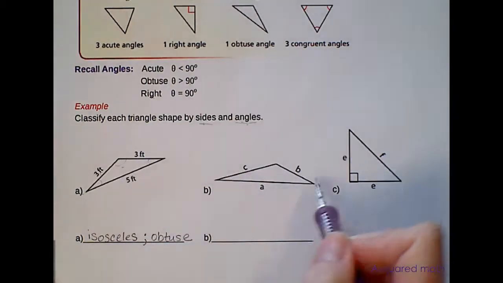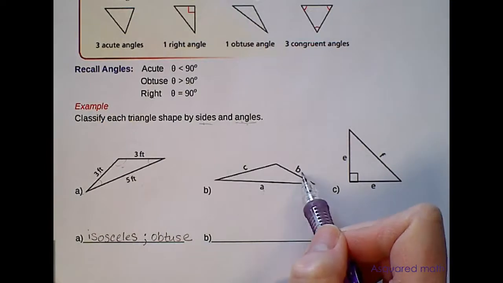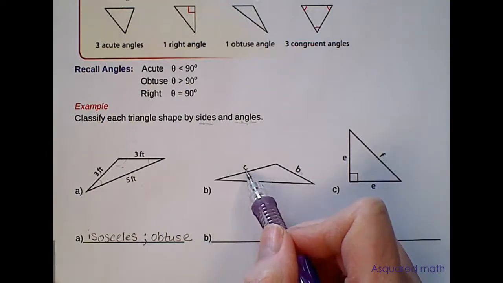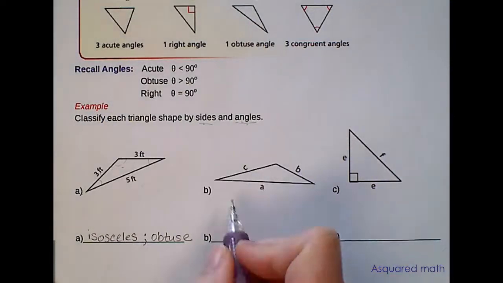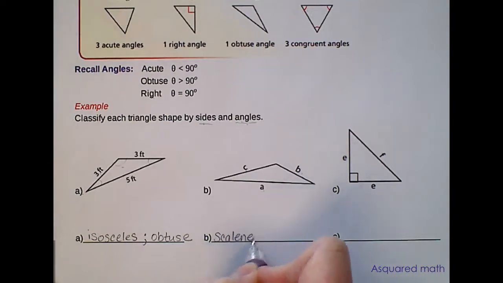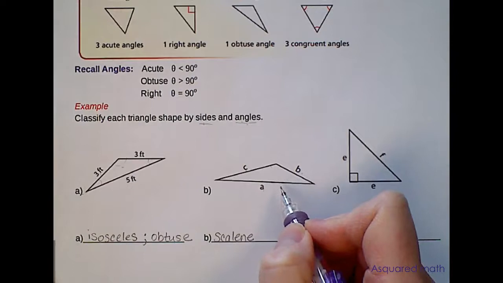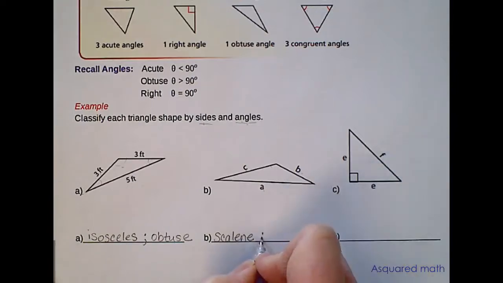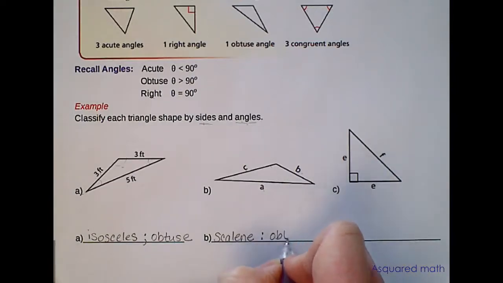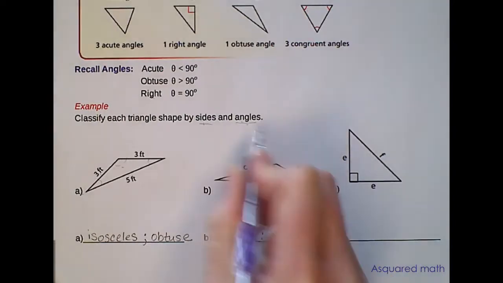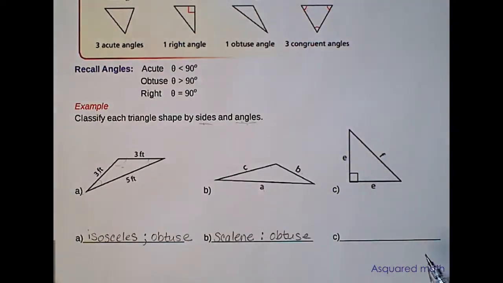Picture B, we have side length A, side length B, side length C. All of these are going to be different lengths. So this is a scalene triangle, and it looks like we have one obtuse angle in this triangle here, so it's an obtuse scalene. And we will write obtuse second because, again, that's the way it's listed in the directions.